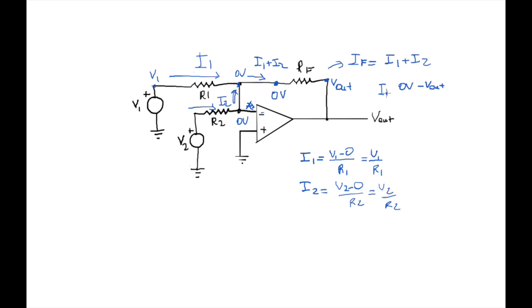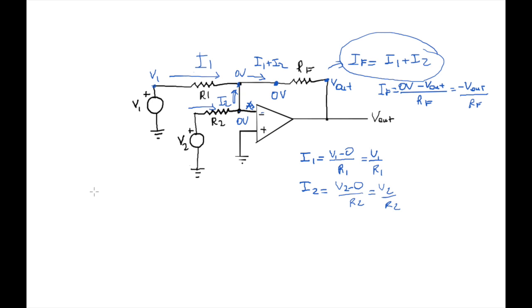Now I am calculating IF over the resistance itself, so RF. So it is basically minus V out over RF. Now I can combine these three equations, so I1, I2, and IF, by using the summation formula here.